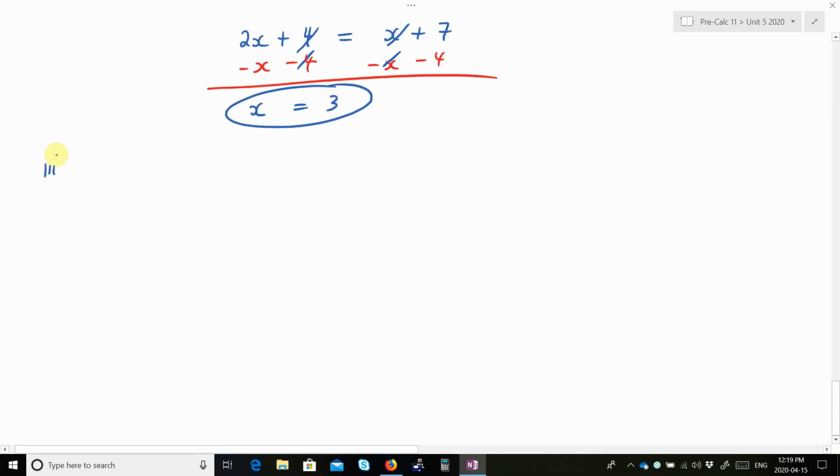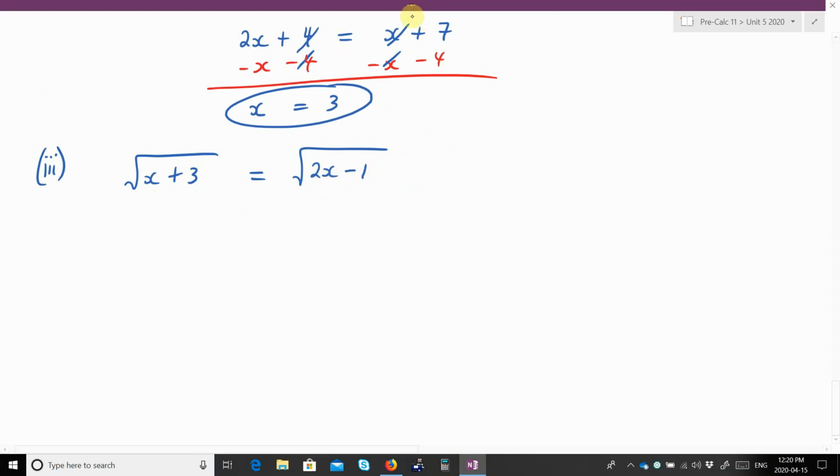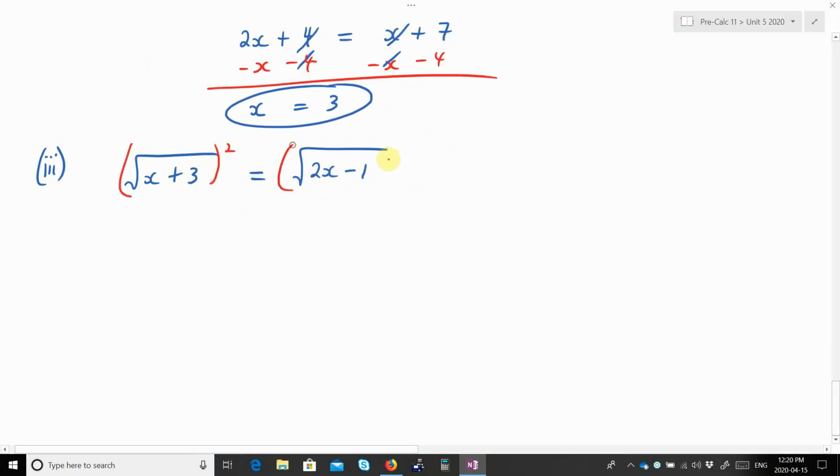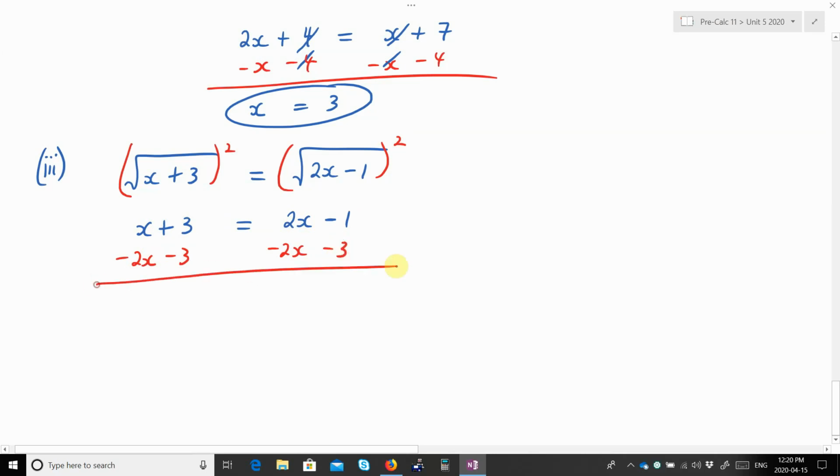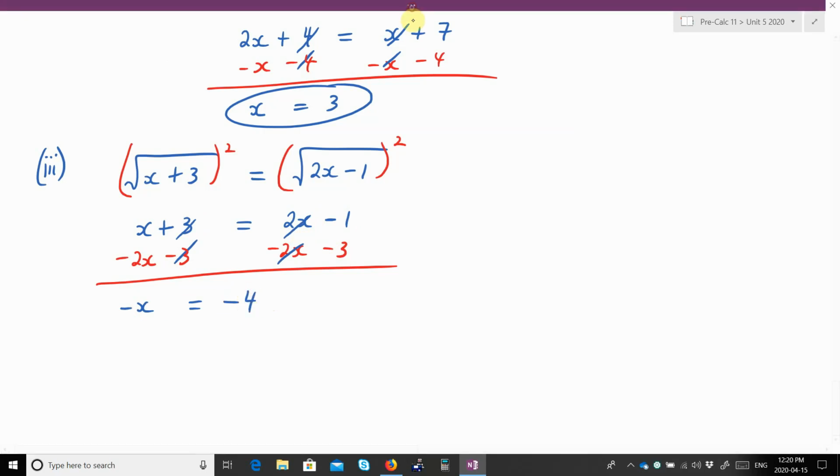Here's part 3. The square root of x plus 3 is equal to the square root of 2x minus 1. A radical on each side, they're isolated, so square both sides. x plus 3 is equal to 2x minus 1. Subtract 2x from both sides, subtract 3 from both sides. x minus 2x is negative x, that cancels to 0. 2x minus 2x cancels to 0, and we get negative 1 minus 3 is negative 4.